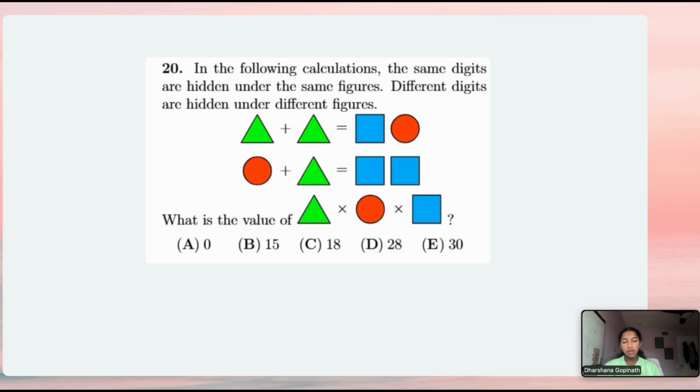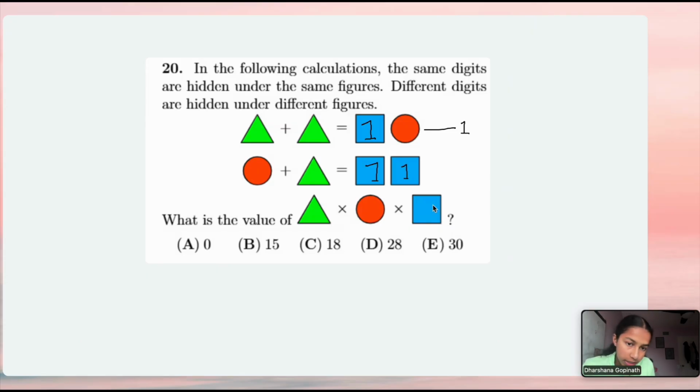So let's take a look at the first equation. We can see that the triangles are single digits because there's not another shape next to it. So when you add 2 single digit numbers, the only tens place you can get is a 1. So the tens place here is going to be 1. And so all the squares are going to be 1s because they said the same digits are hidden under the same figures.